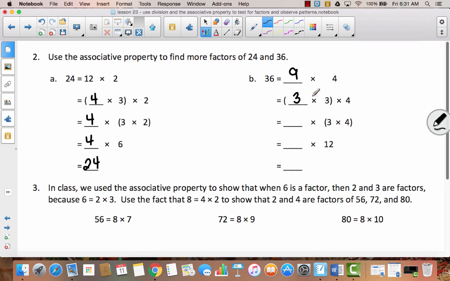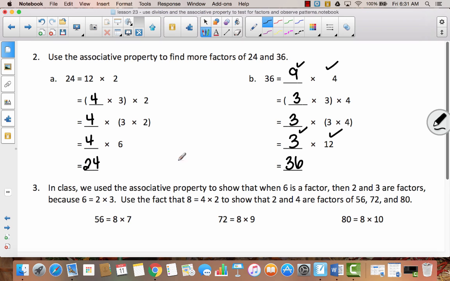We're trying to figure out what else are factors of 36. So instead of doing 3 times 3 first, we're going to do 3 times 4 first. So the 3 is still here. It's still 3 times 3 times 4. Just now we're going to multiply 3 times 4 first. So now it's 3 times 12. And 3 times 12 is 36. So we know that 9 and 4 are factors of 36, and so are 3 and 12.